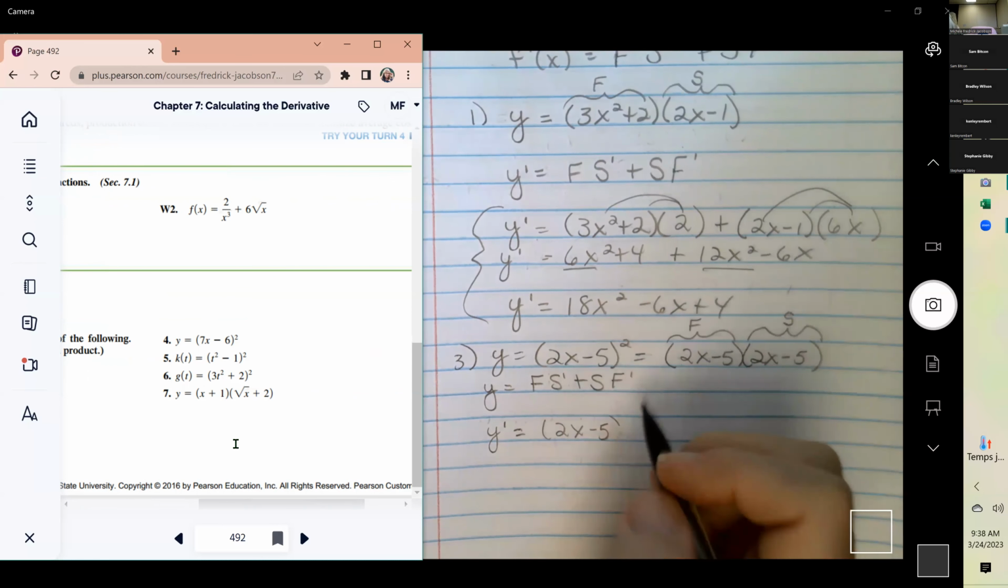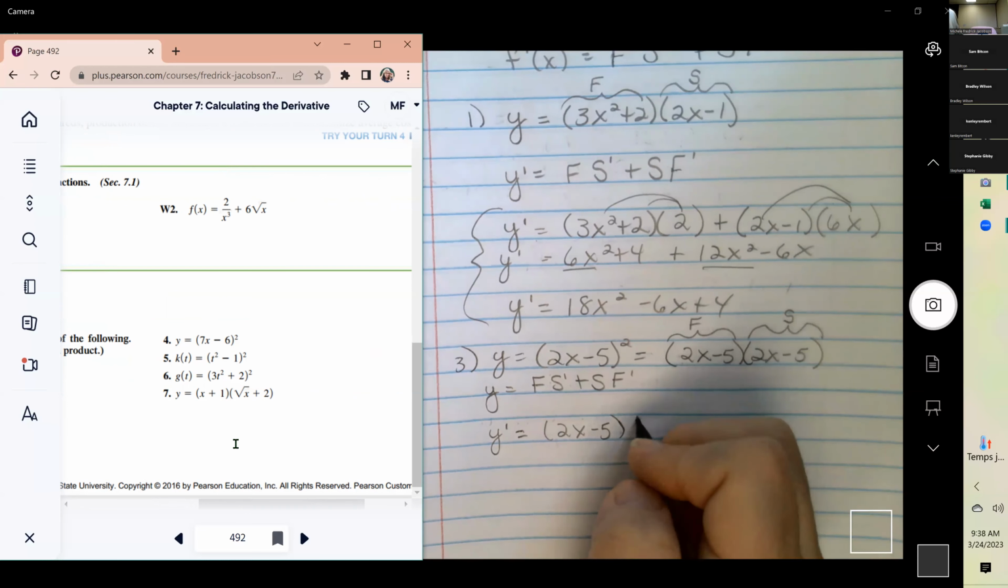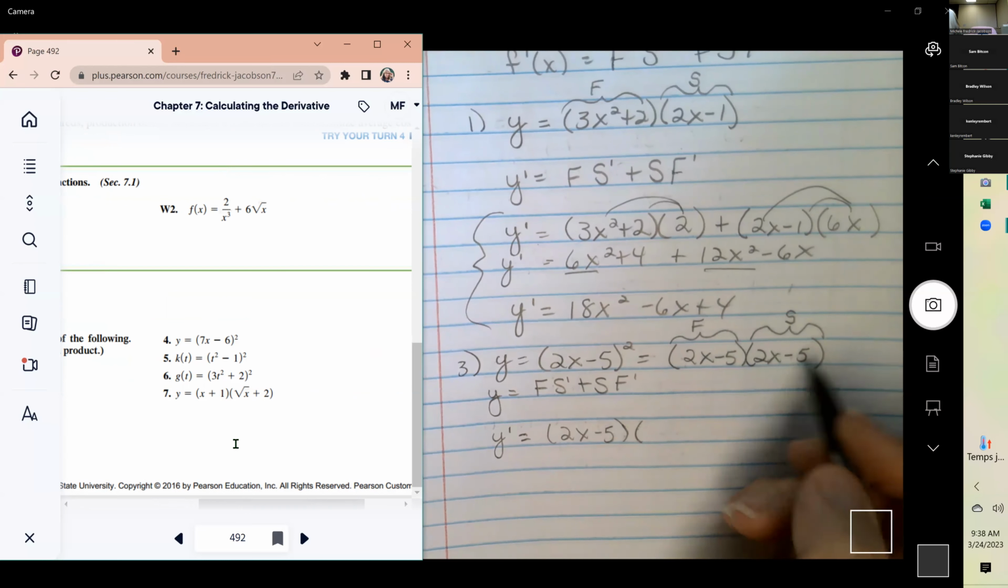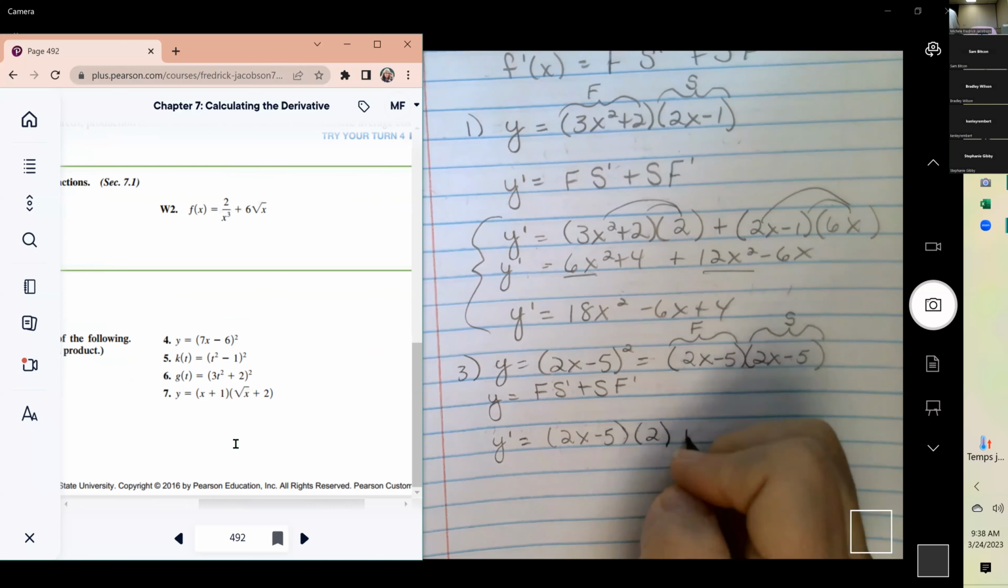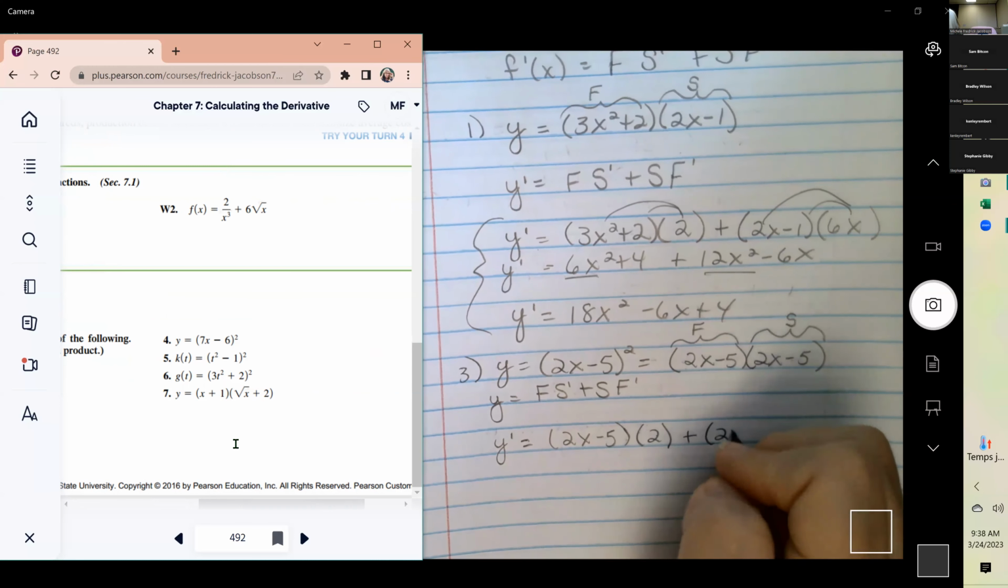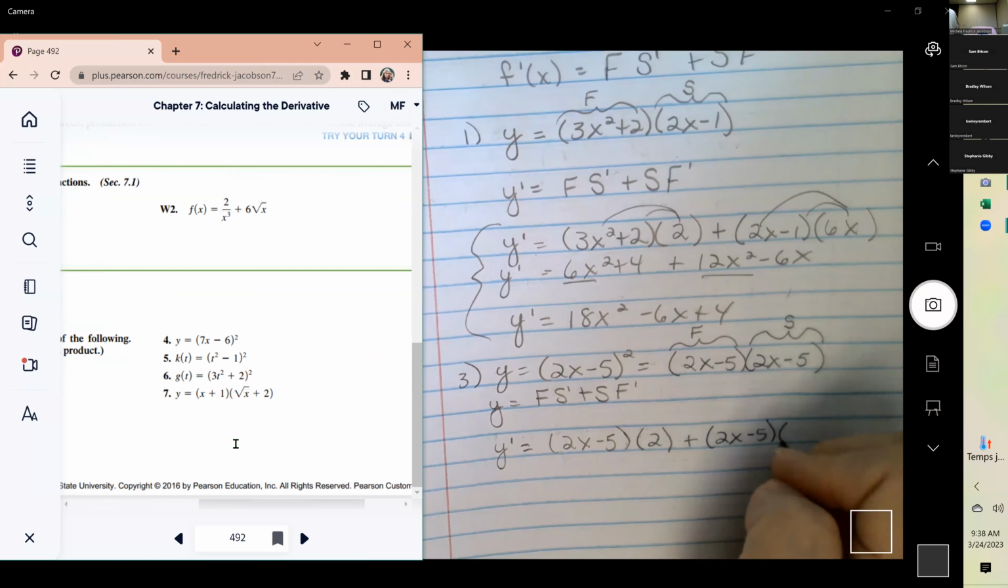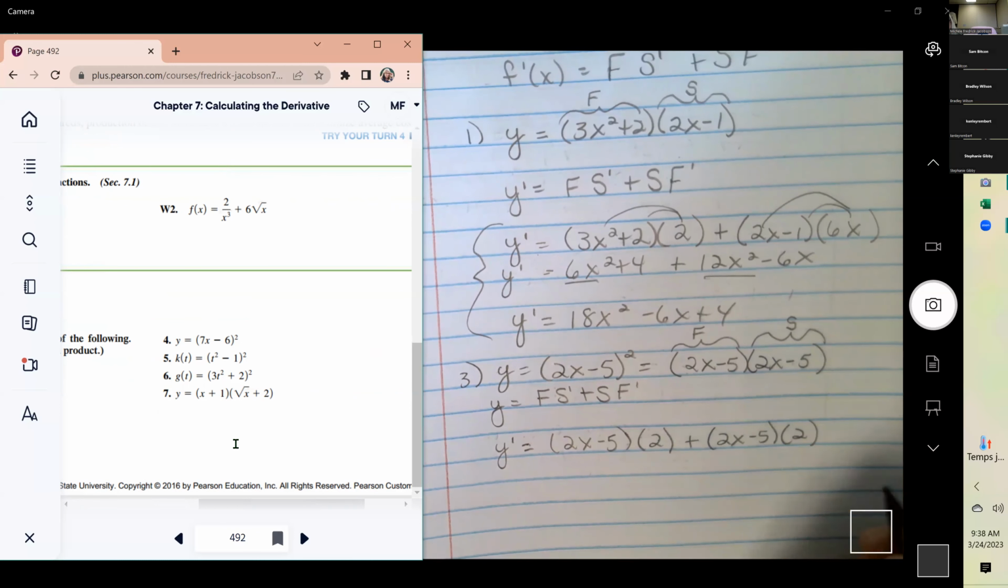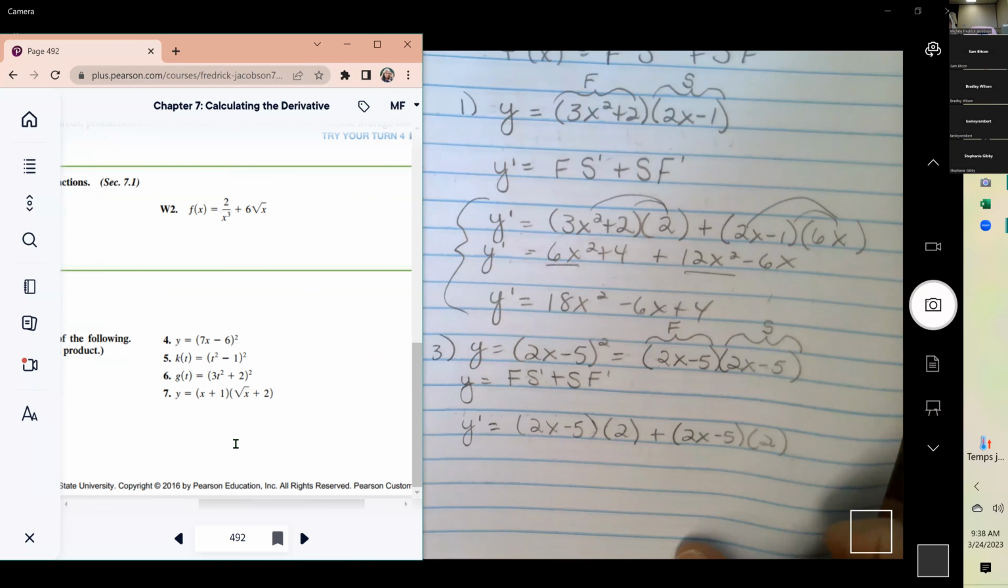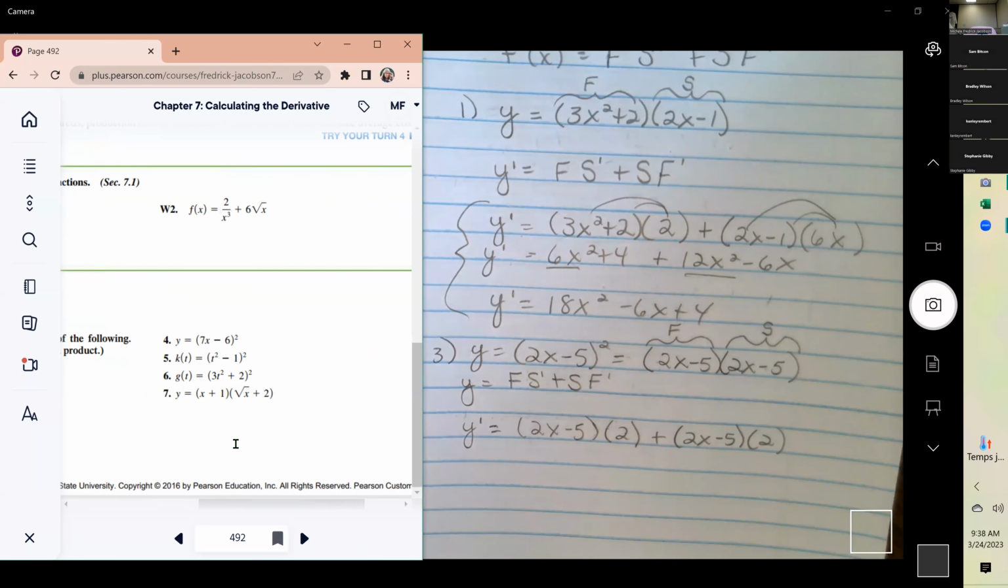So 2x minus 5 times the derivative of the second is just 2. Plus the second times the derivative of the first, which is just 2. Any questions on that? Any questions on simplifying it?